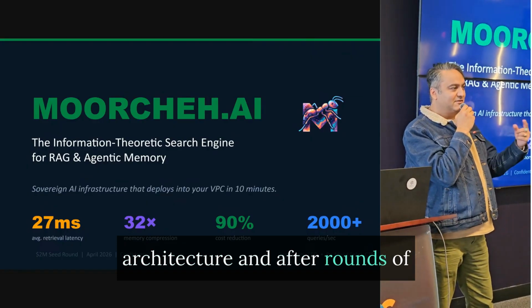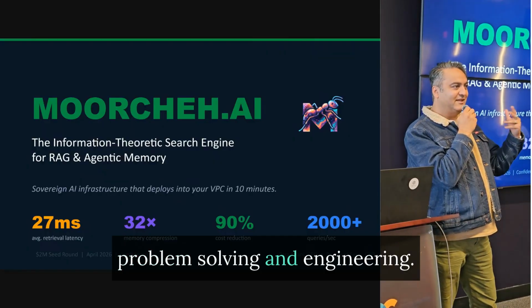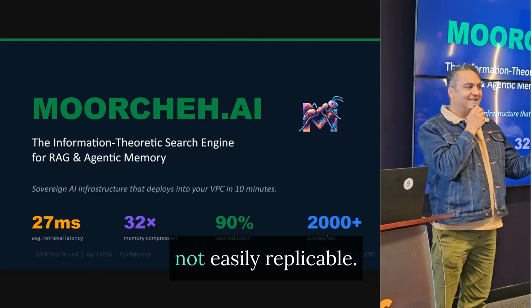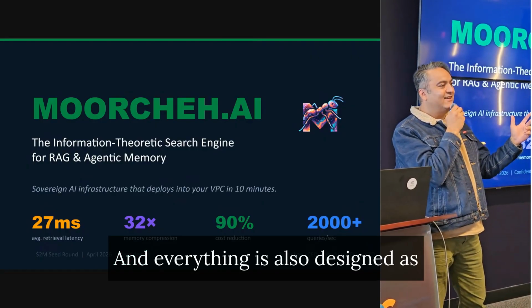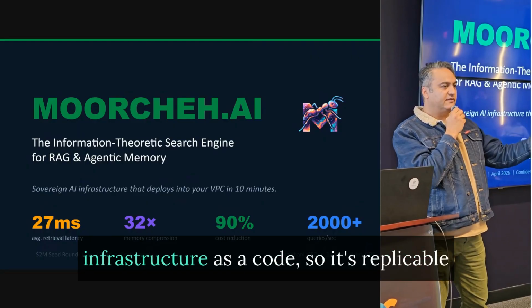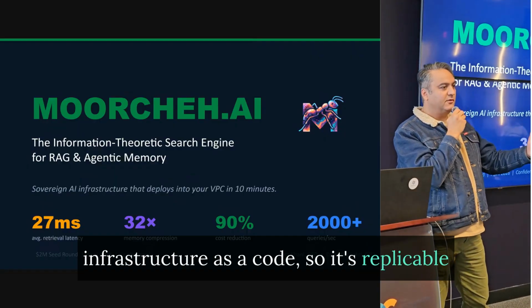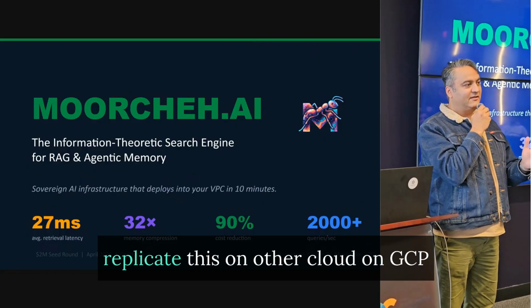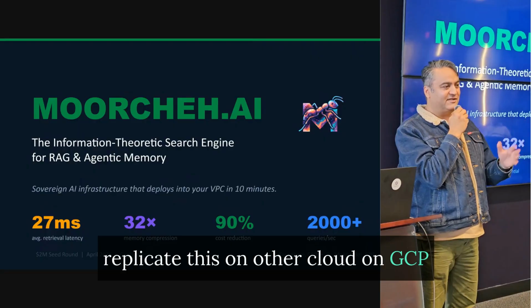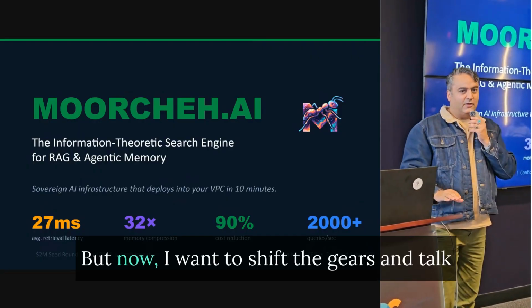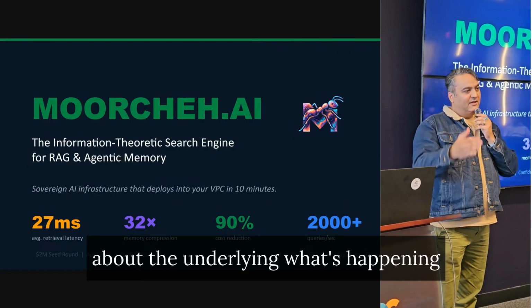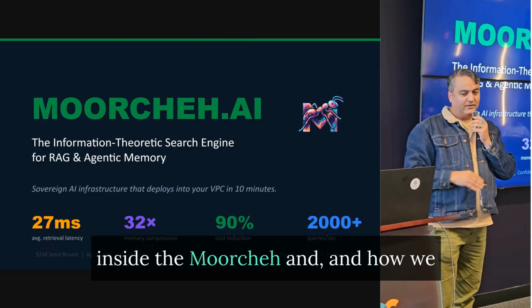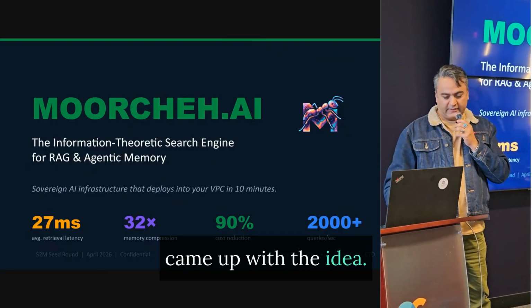And after rounds of problem solving and engineering, I think we achieved something that is not easily replicable. And everything is also designed as infrastructure as code, so it's replicable as many times as you want. And actually, Shyft also pushed us to replicate this on other clouds, on GCP, which I will talk about. But now, I want to shift gears and talk about what's happening inside Moorcheh and how we came up with the idea.